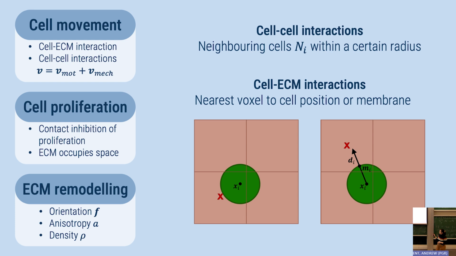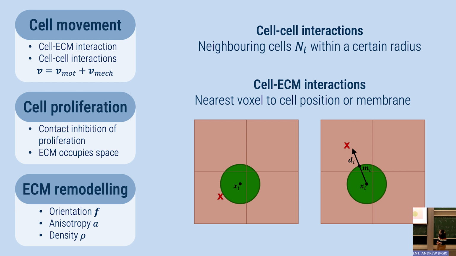For cell proliferation, there are some built-in functions in PhysiCell to define the cell proliferation, but I also added a contact inhibition of proliferation function that essentially says that if there's no space available, the cells will not proliferate. And then finally, for ECM remodeling, the interactions between the cells and the ECM will change the ECM elements' orientation, anisotropy, and density over time.